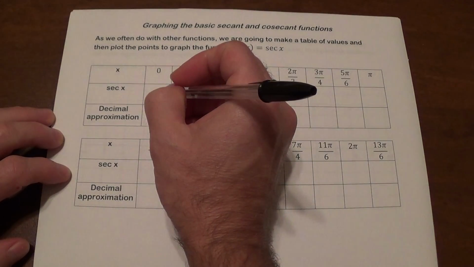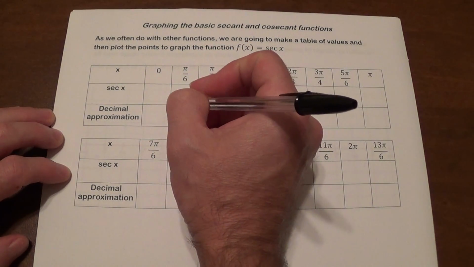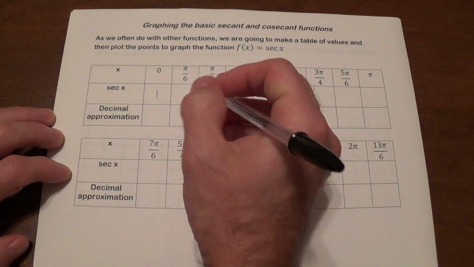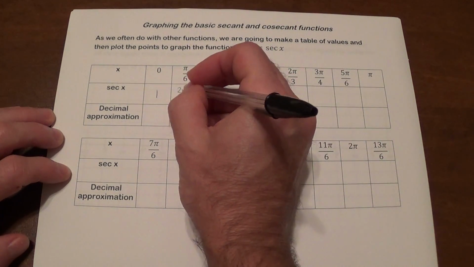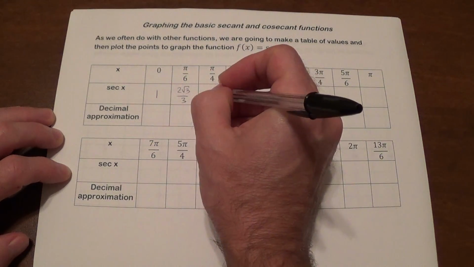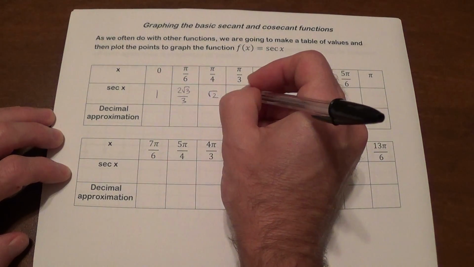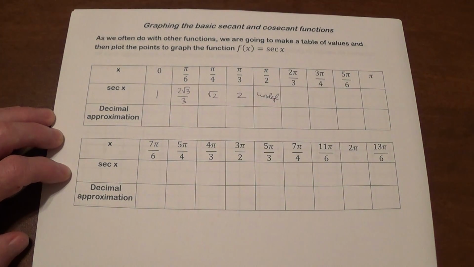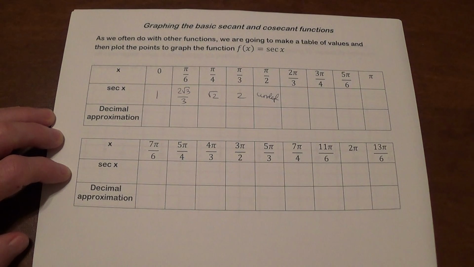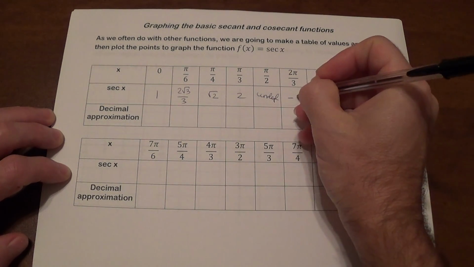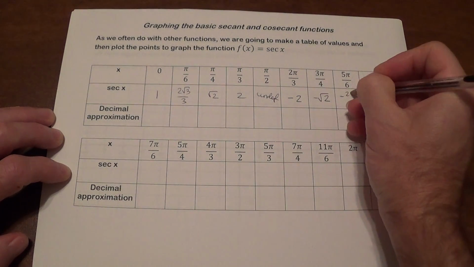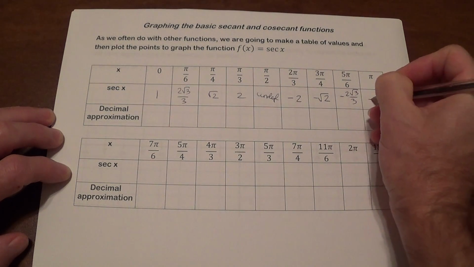At 0, secant, which is the reciprocal of cosine, is going to equal 1. At pi over 6 it is going to be 2 square root of 3 over 3. Pi over 4 is going to be square root of 2. Here's going to be 2. At pi over 2 it's going to be undefined because the value of cosine is going to equal 0. And it's going to be negative 2, negative square root of 2, negative 2 square root of 3 over 3, negative 1.